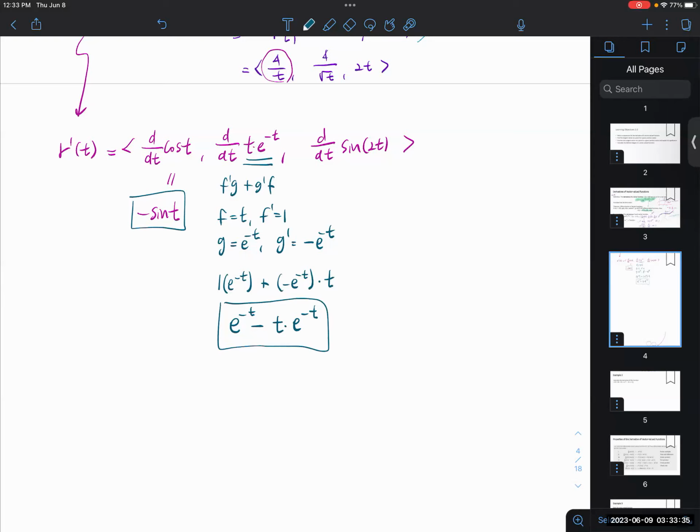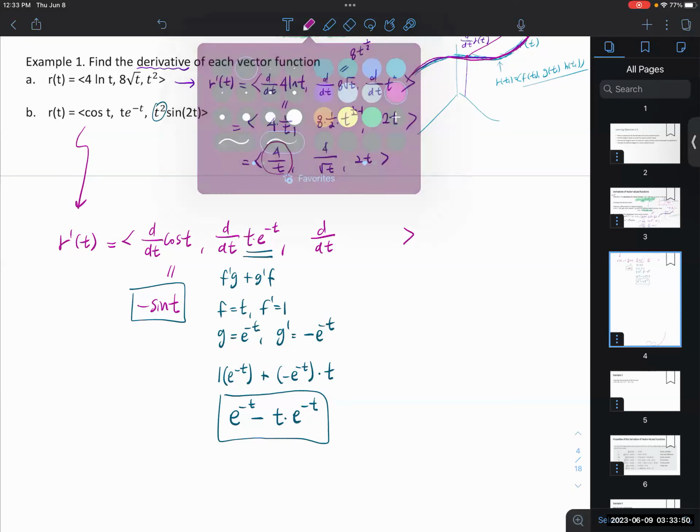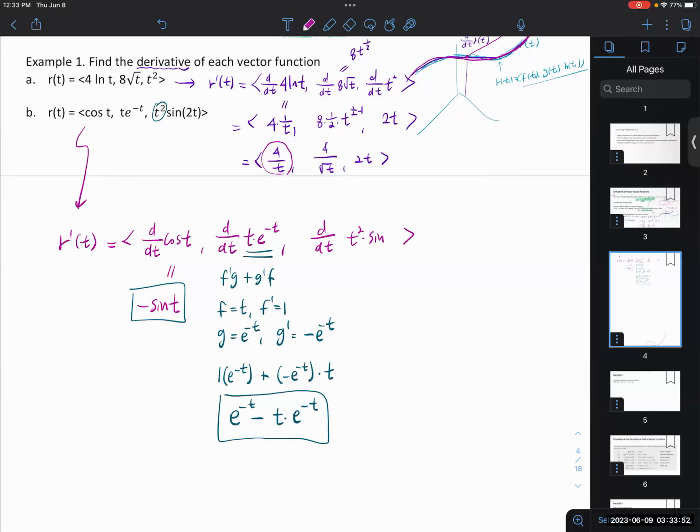You are going to take the differentiation of sine 2x. So if you remember, what happened? Oh, actually, there's a t second power, so let me rewrite it. We have t squared sine 2t. Same thing, product rule. So f is t squared, f prime is 2t. g is sine 2t.